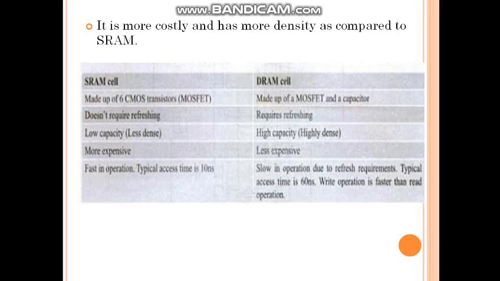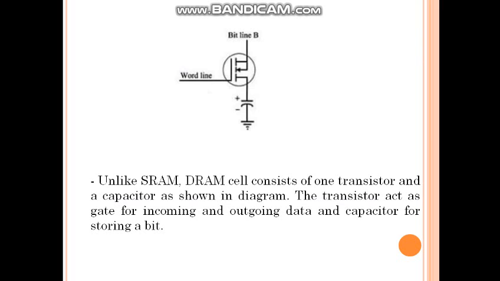If you compare, we find that the static RAM is made up of 6 CMOS transistors, whereas the dynamic RAM is made up of a single MOSFET and a single capacitor per bit. Static RAM does not require refreshing, whereas dynamic RAM requires refreshing. Static RAM has a low capacity, whereas dynamic RAM has a high capacity. Static RAM is more expensive, whereas dynamic RAM is less expensive. In static RAM the operation is performed fast, whereas dynamic RAM performs operations slowly.